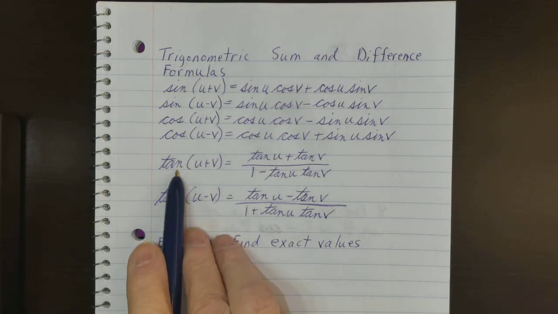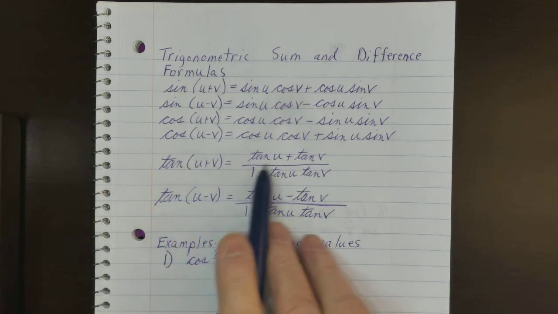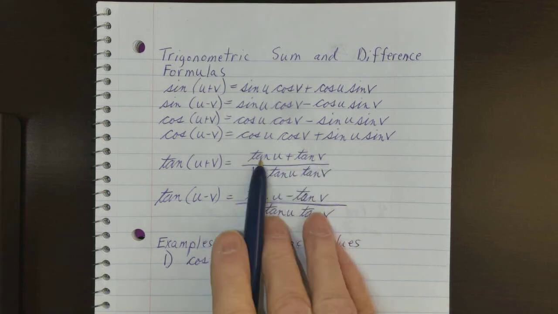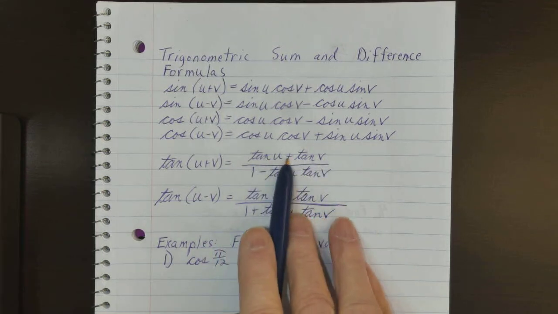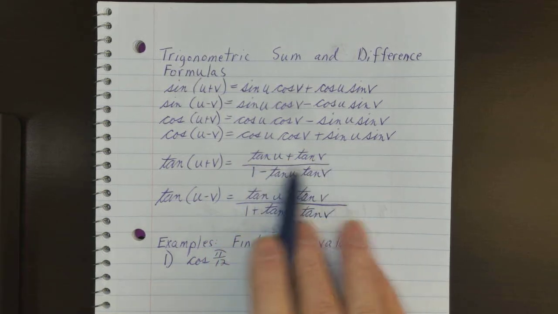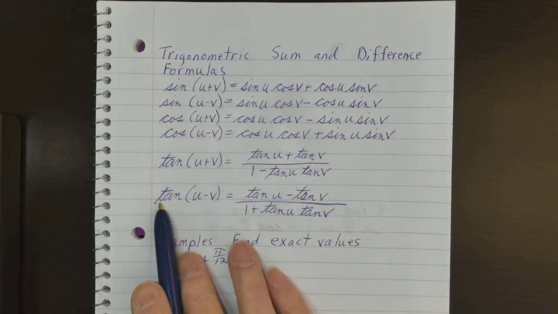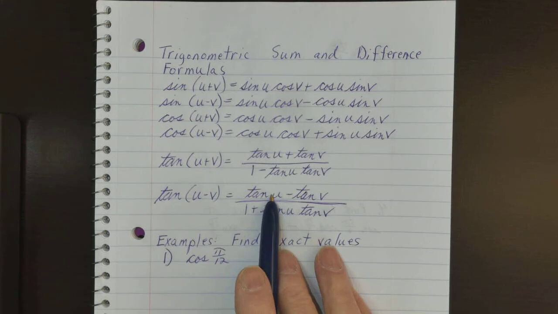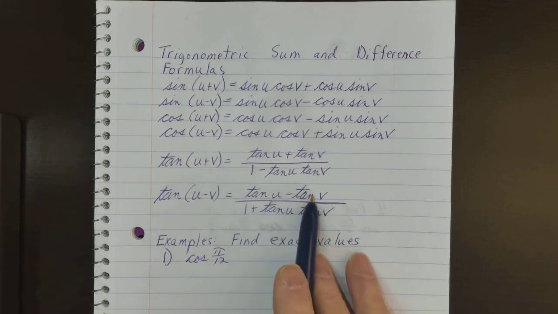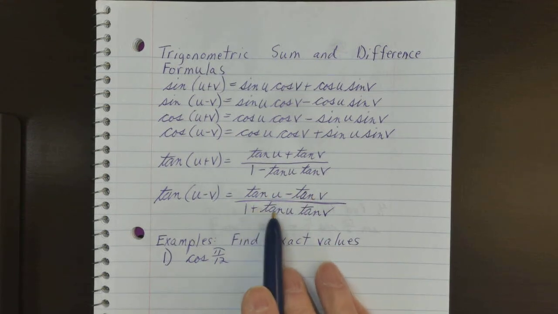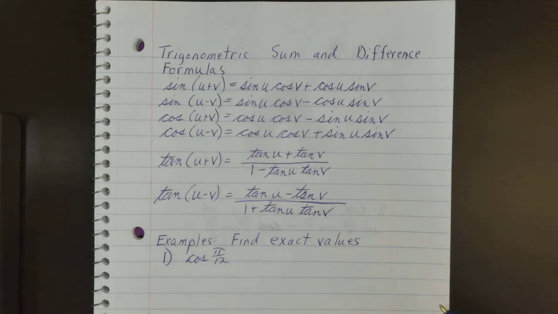Now, we also have tangent formulas here, and they're a little more involved. You take the tangent of u plus the tangent of v, and that sum is divided by 1 minus the tangent of u times tangent of v. And tangent of u minus v, you subtract tangent of u minus tangent of v, and it's 1 plus tangent u tangent v on the denominator.